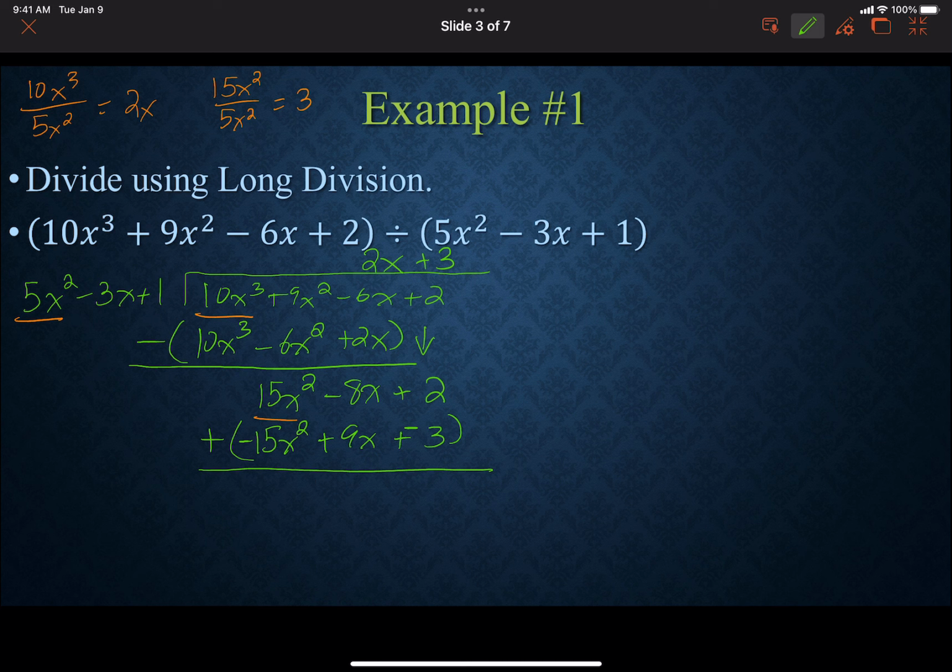Negative 8 plus 9 is 1. 2 plus negative 3 is negative 1. There's our answer. You get the same answer by subtracting, by not flipping the signs. You just have to be careful with your negative signs. That's the only key with that. And we're done at this point.